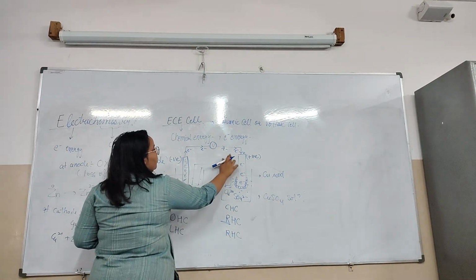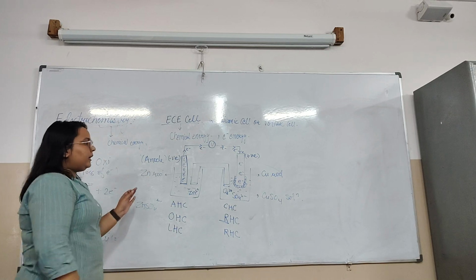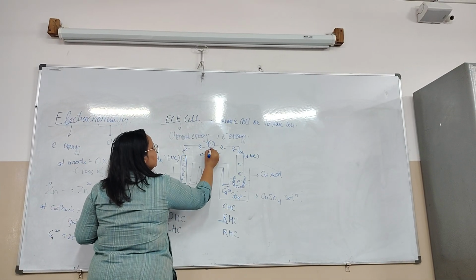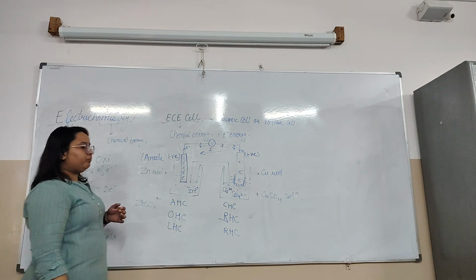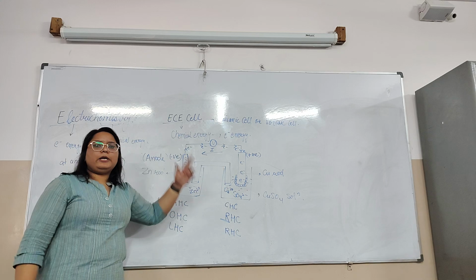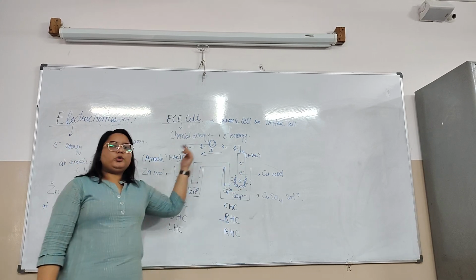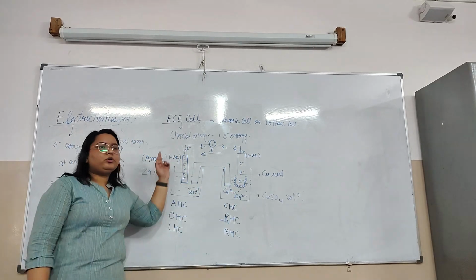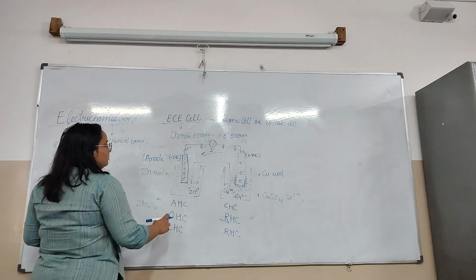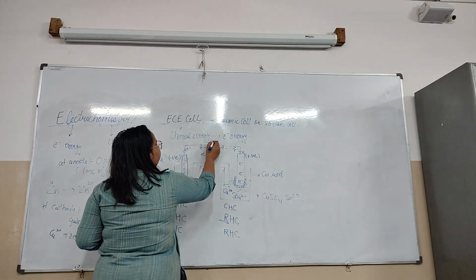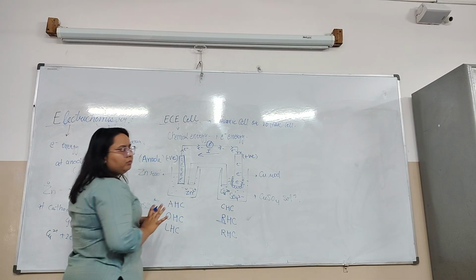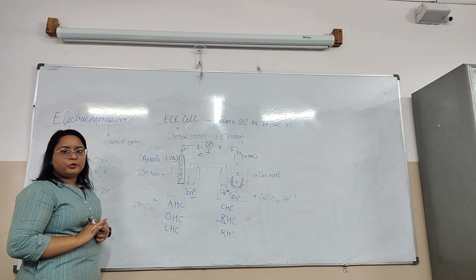Now, if the movement of electrons is from negative to positive, then current will move in the opposite direction. So this will be the direction of current, from positive to negative, from cathode to anode, from the right half cell to the left half cell, from copper to zinc. So there will be a deflection in the voltmeter or ammeter, so we can confirm that yes, current is produced.